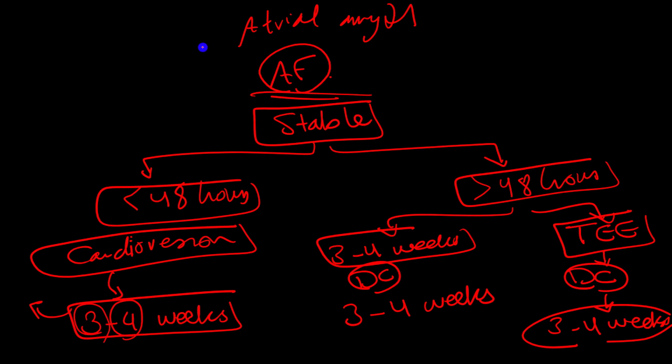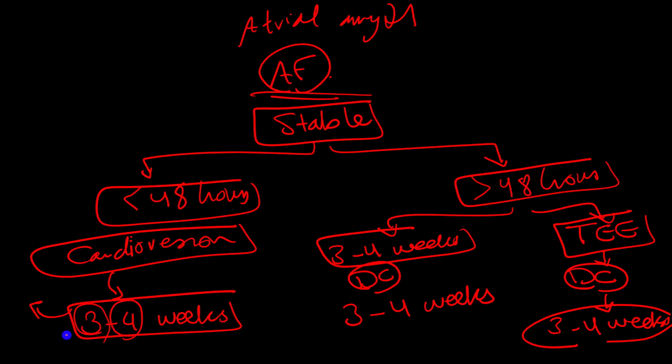If it is less than 48 hours, I will do cardioversion. The risk of thrombosis and systemic thromboembolism is minimal if the duration of AF is less than 48 hours. So I will do cardioversion and then give the patient anticoagulation for 3 to 4 weeks at least. And I will talk about what "at least" means after this slide.